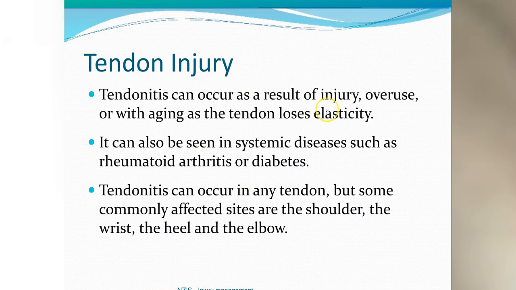So chronic tendon injuries can occur as a result of injury and then not allowing it to heal properly before getting back into activity. Overuse, so just using a body part too much and putting it under chronic stress. Age, as the tendon loses its elasticity and we continue to try and get the most out of it. We're playing into our late years and not hanging up the boots, so to speak. Can also be seen in systemic diseases such as rheumatoid arthritis and diabetes in greater amounts as well.